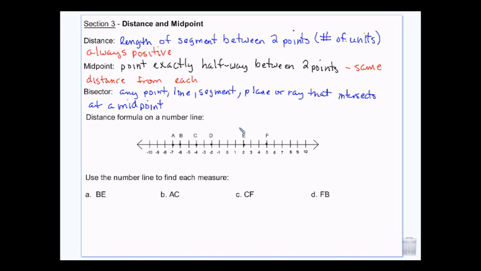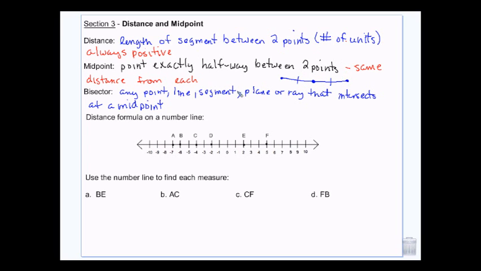Okay. The midpoint is the point exactly halfway between 2 points, so it's the same distance from each. So if I have 2 points in space, the midpoint would be exactly the same length from each, right in the middle. Midpoint, middle.